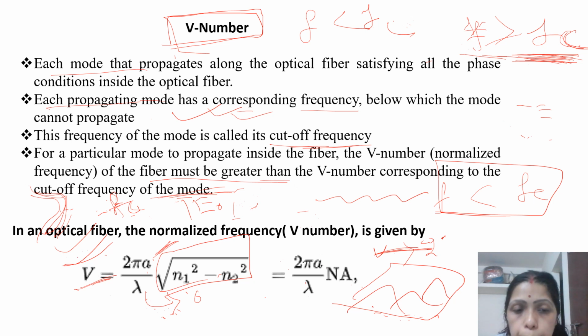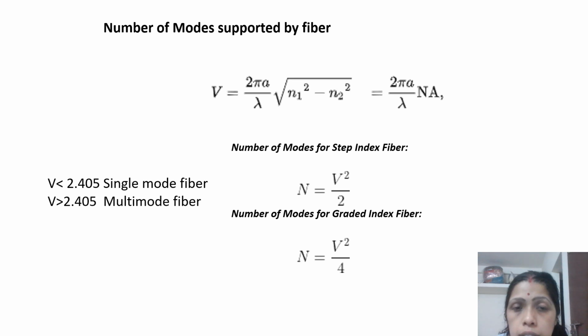So this is the V number. If you have the optical frequency signal and you know the core and cladding diameter, you can calculate how many modes will propagate through this optical fiber. I'm showing you with the help of one numerical. So this is the V number formula and the number of modes. Number of modes equals V number squared by 2, for step index.